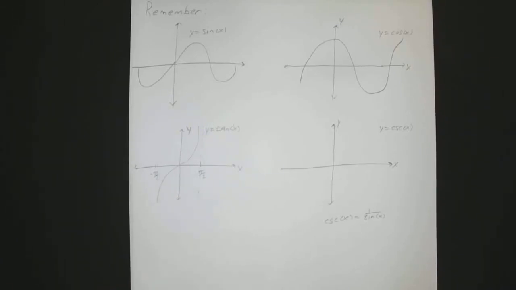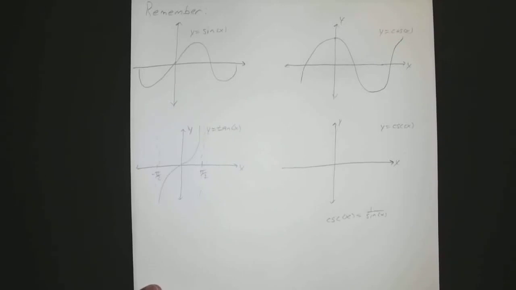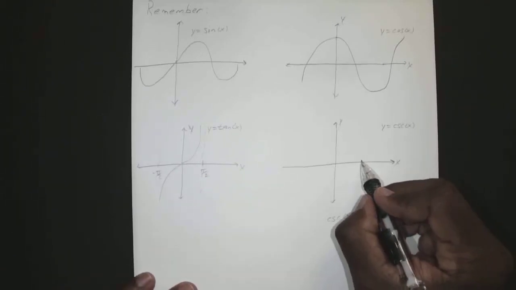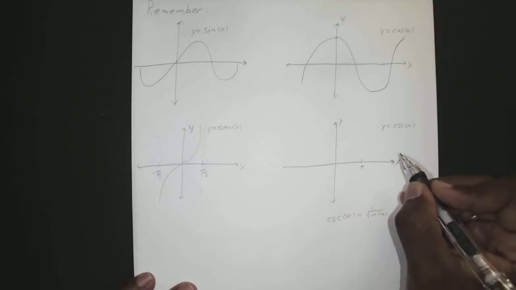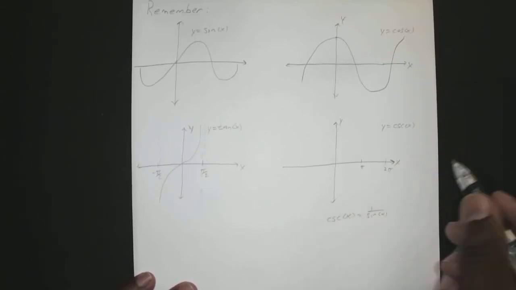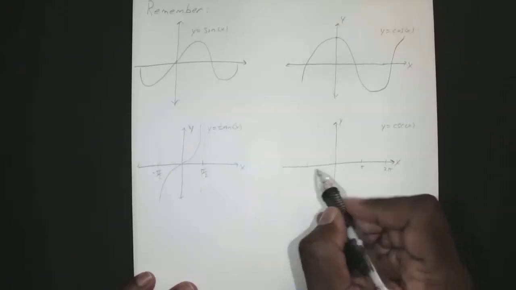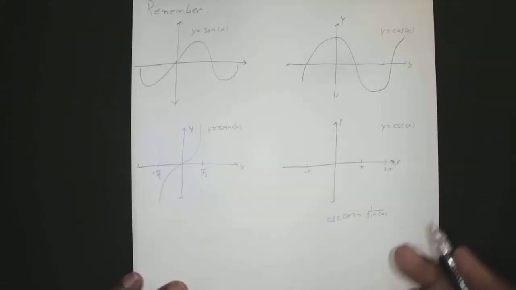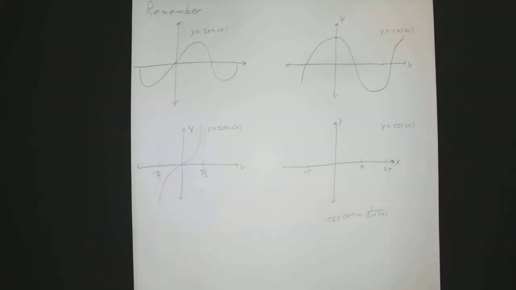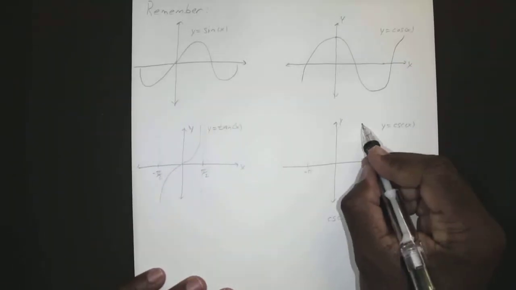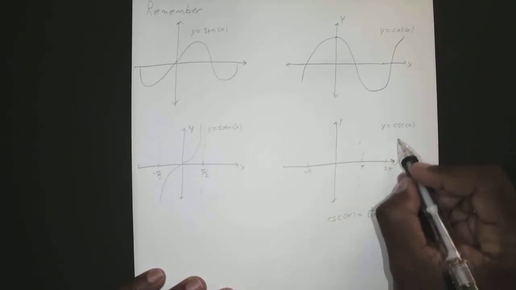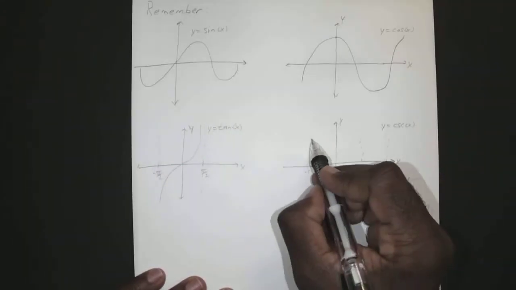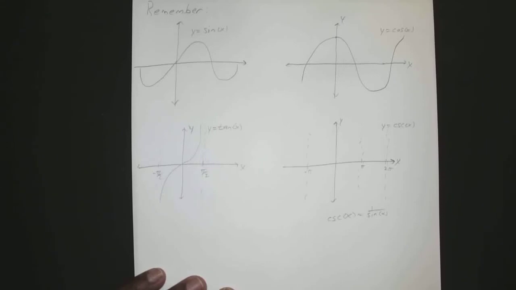Okay, so we know sine of x can't equal 0. Sine of x equals 0 at 0, pi, 2 pi, 3 pi, negative 2 pi, all of those. So we know it can't equal pi, can't equal 2 pi, can't equal 0, negative pi, and so forth and so on. So we have our asymptotes there.